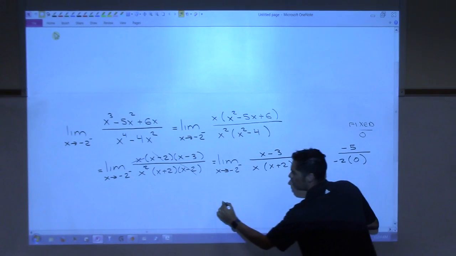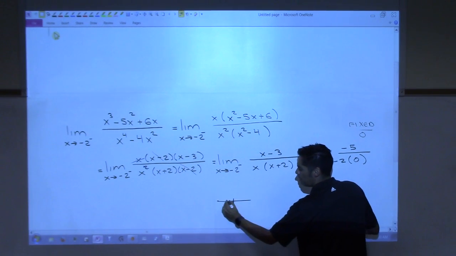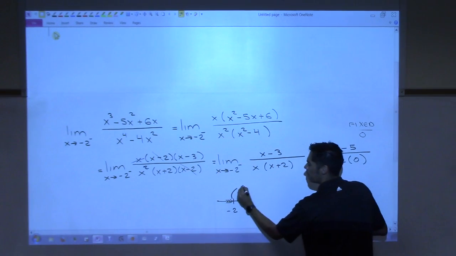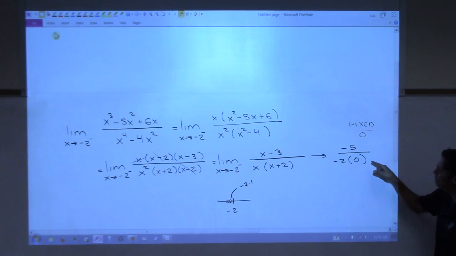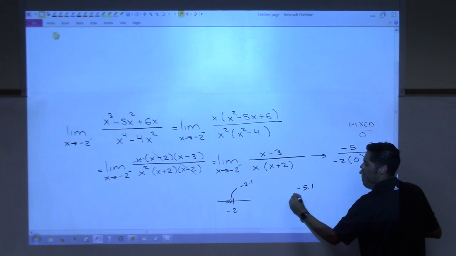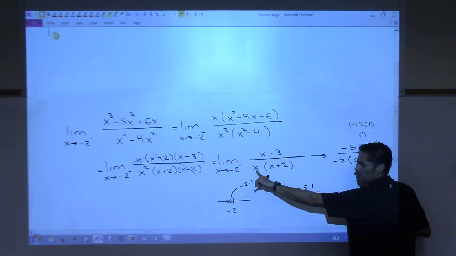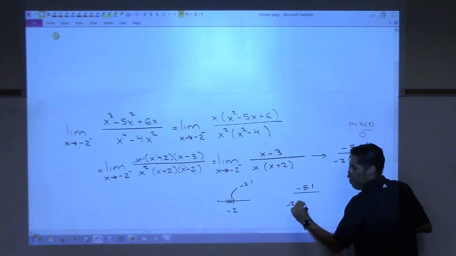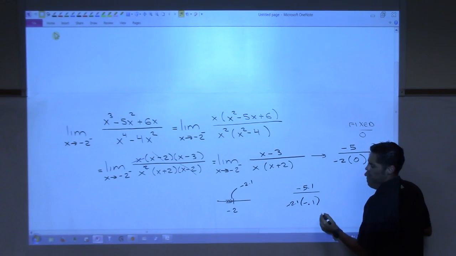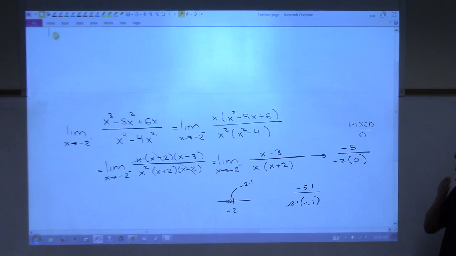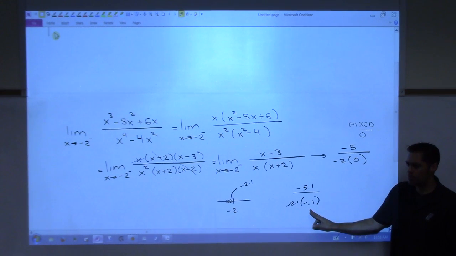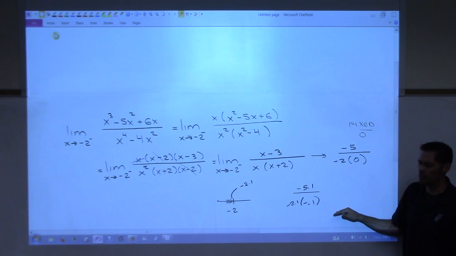And so now I'm just going to draw a quick little number line. Here's -2. I'm going to approach it from the left. So a number here, -2.1, and then just plug that in real quick. The top is going to head to -5.1, and the bottom's going to head to, don't forget this one, -2.1 times -0.1. So you get a negative on top, and negative times negative is positive. So you get the ratio of a negative over a positive. So this is negative infinity.